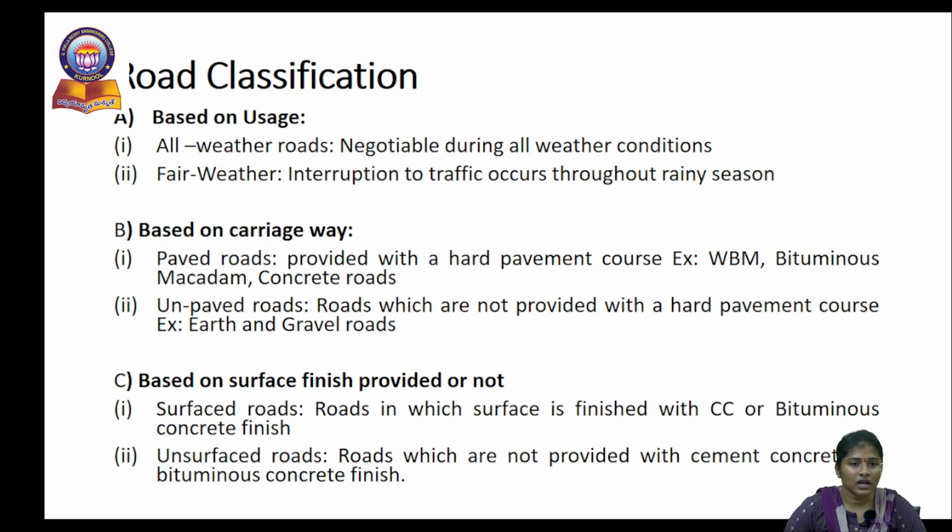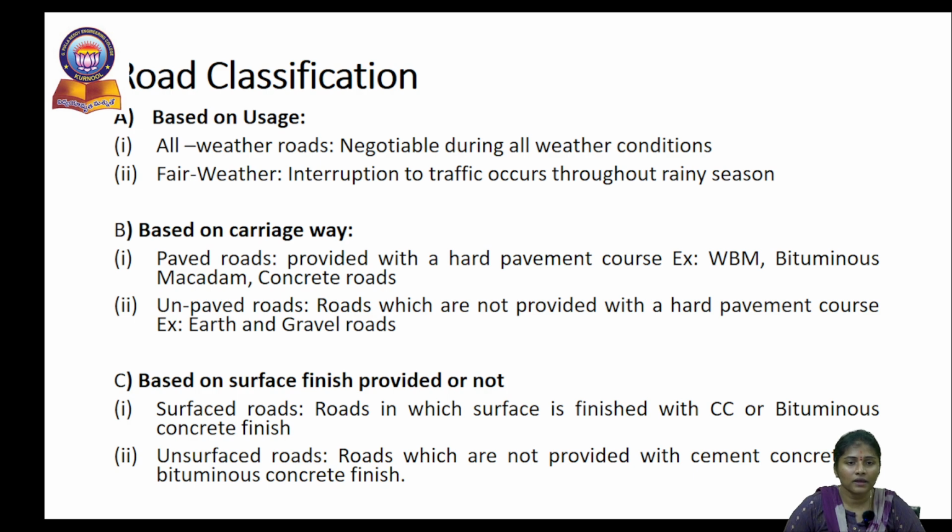Roads are classified based on different criteria. First, based on usage, the roads are classified as all-weather roads and fair-weather roads. All-weather roads are the roads which are negotiable during all weather seasons. Fair weather roads are the roads where interruptions to traffic may occur throughout the rainy season. Based on carriageway, the roads are classified as paved roads and unpaved roads.